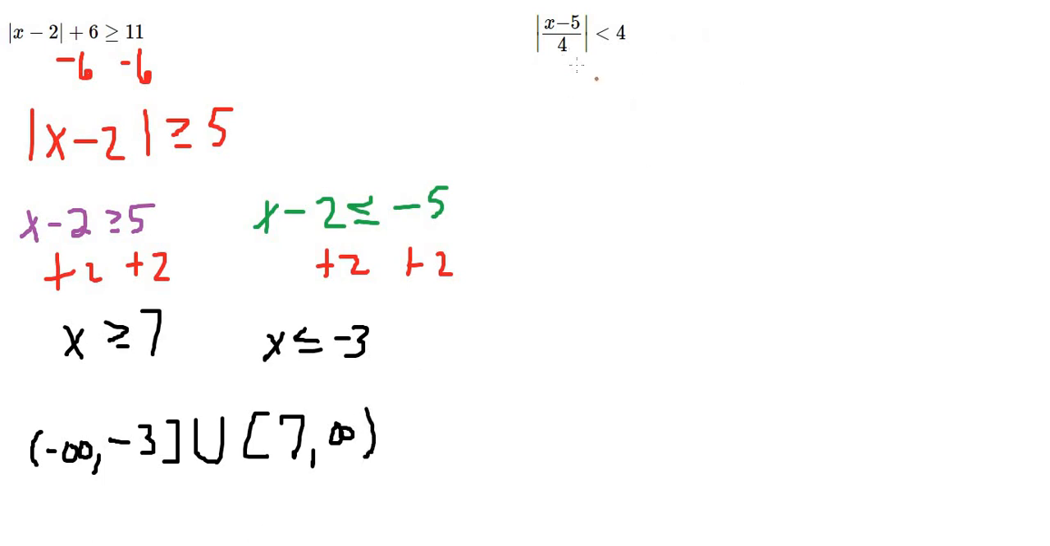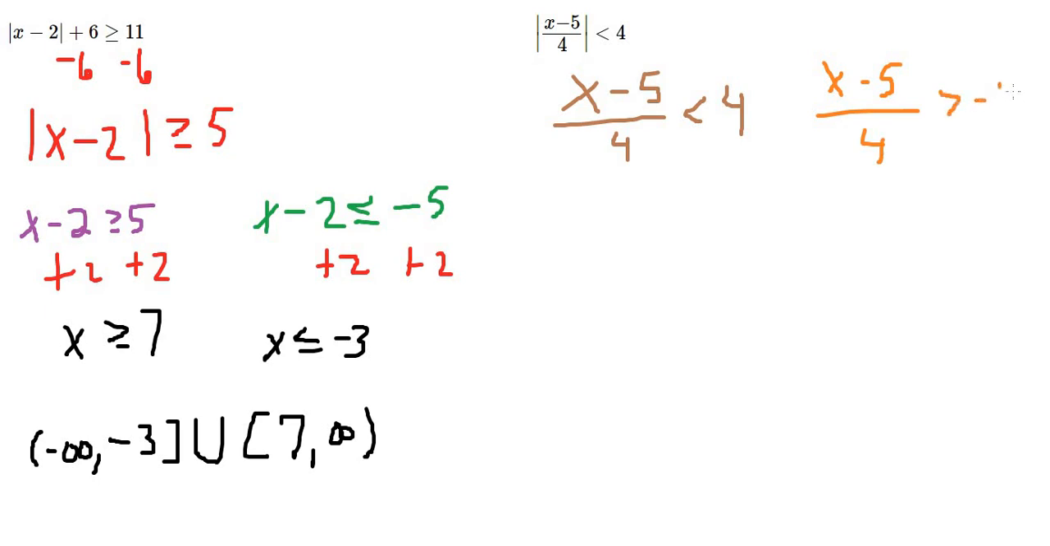For the second inequality, there's nothing outside of the absolute values. We need to break it up into two different pieces to start off. So again, the first one, we're going to rewrite it exactly how we see it, but without the absolute value. So x minus 5 over 4 is less than 4. And then we're also going to write x minus 5 over 4 is greater than negative 4.